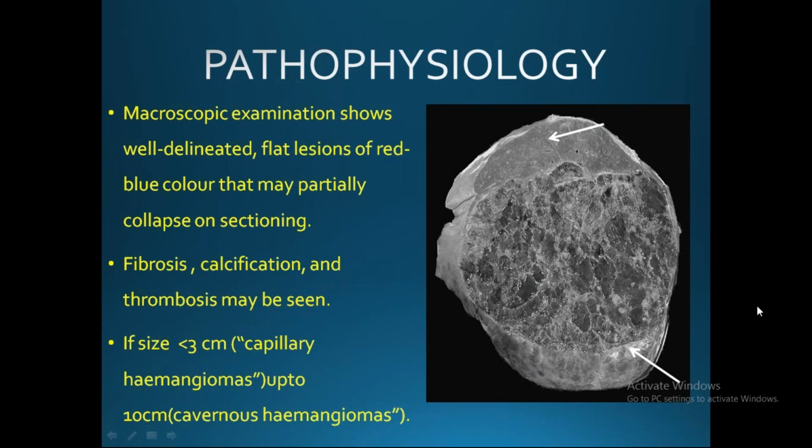Coming to the macroscopic structure, this is the proper liver structure, where the arrow is showing the superior side, and this is the hemangioma present. That is how a gross structure will look. There will be calcification present. All these white things are the calcification within the benign tumor.